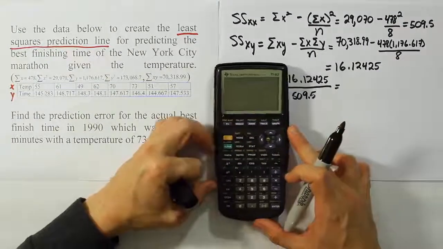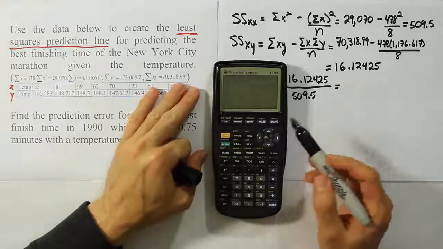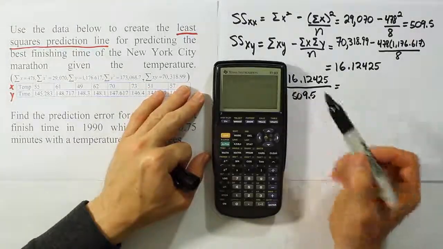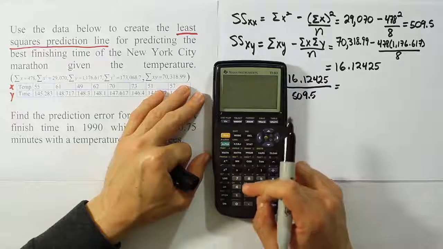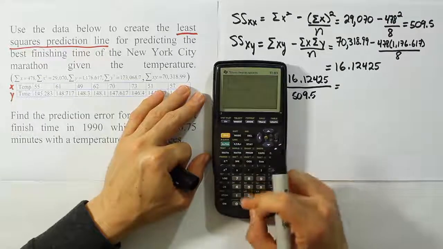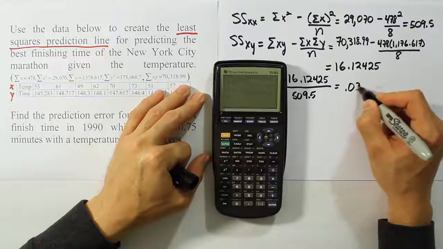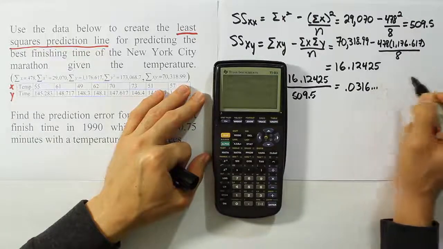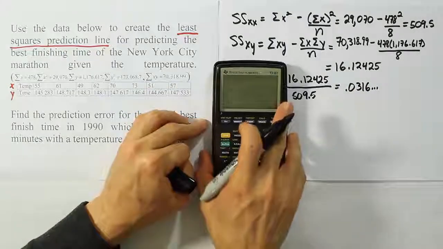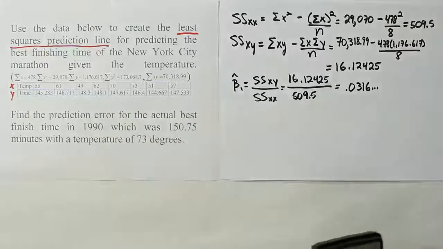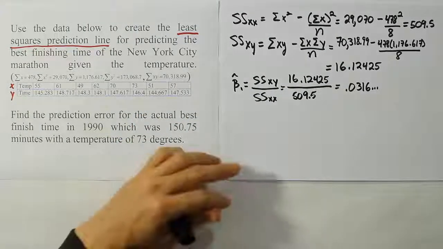So we have the 16.12425 value, and we're going to divide that by 509.5. And when we do that, we get the answer 0.0316... right? On and on and on. Okay, now from there, let's go ahead and calculate our intercept.